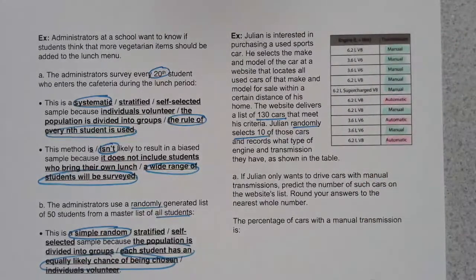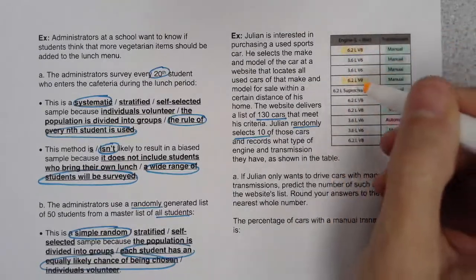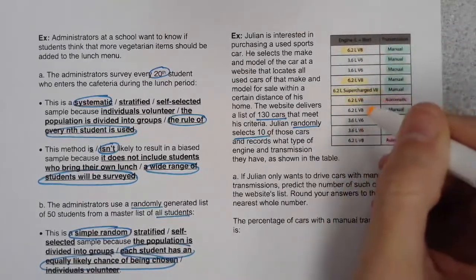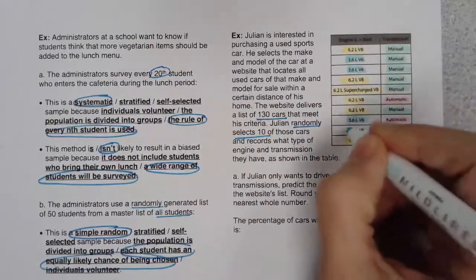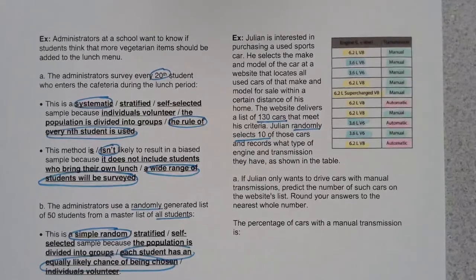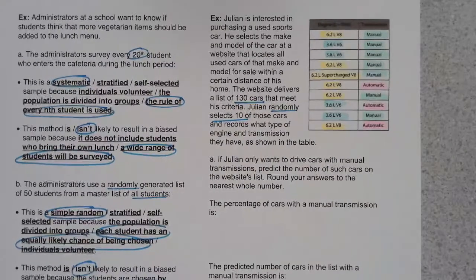And then on the other side of the list, V8, V8, V8, V8, V8, V8, then V6, V6, V6, V6. So in this example, I went through and color-coded them just to help us with counting them later on. Now we're going to answer some questions about what percentage, or what number, of cars in the list have each of those values. If Julian only wants to drive cars with manual transmissions, predict the number of cars on the website's list. So we're going to use the 10 cars that he picked to help us answer these questions.